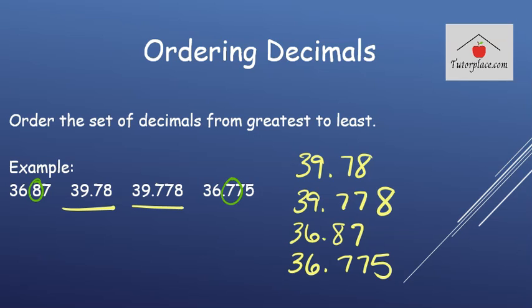Again, make sure that you understand the difference between greater than and less than symbols when you're comparing them. And then when you put them in order, just make sure you read the directions very closely and you list out the largest numbers to the smallest or the smallest to the largest. I hope this has helped you be able to understand how to compare and order decimals.